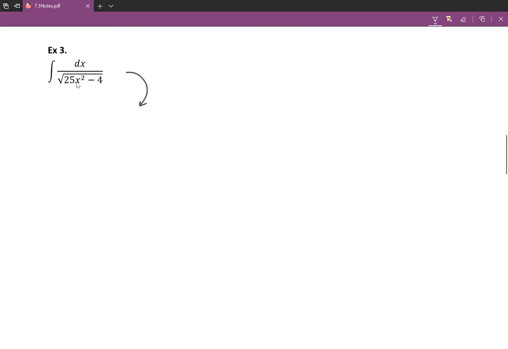One thing we can do is a little bit of pre-processing so that we don't have a coefficient in front of the x squared. That'll help us when we try to make our substitution. So let's do that pre-processing off to the side here. We got the square root of 25x squared minus 4. What we can do is factor out a 25 from both of these terms. Even though the 4 doesn't have a factor of 25 in it, we can still factor out a 25. What's left over will just be 4 divided by 25 when we factor out the 25.